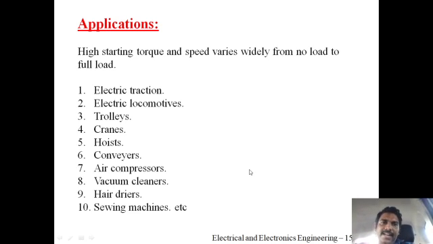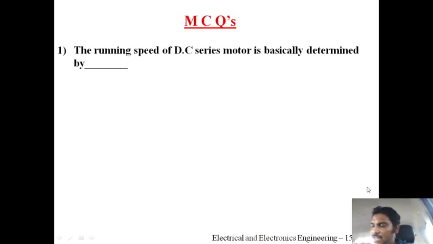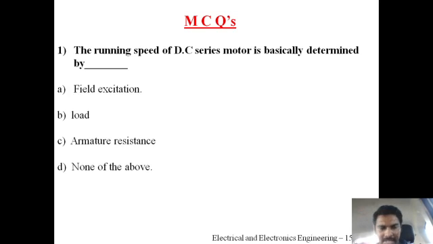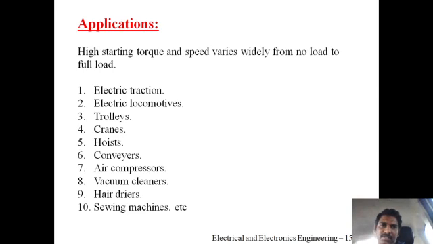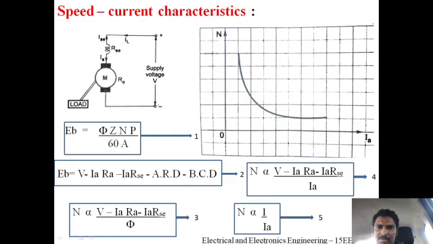Based on these ideas, we can discuss some MCQs of DC series motor. The first one: the running speed of a DC series motor is basically determined by field excitation, load, armature resistance, or none of the above. If you observe the speed-current or speed-torque characteristics of the motor, the speed is inversely proportional to Ia. Ia depends on load.